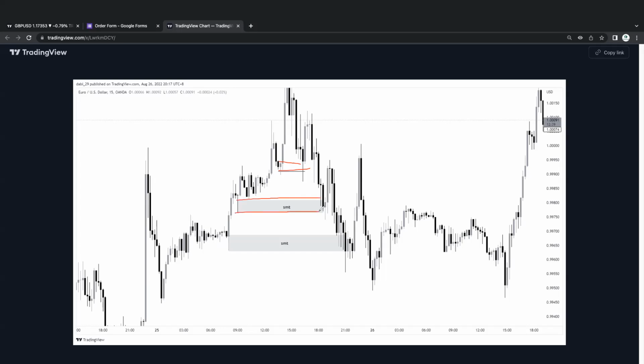Yes, this one. This one is not an SMT because this is an inducement here. Because the market is pushing something like this. Okay, this is not a valid pullback here because this low is not broken, this candle low. Okay, so this one is a single leg move.